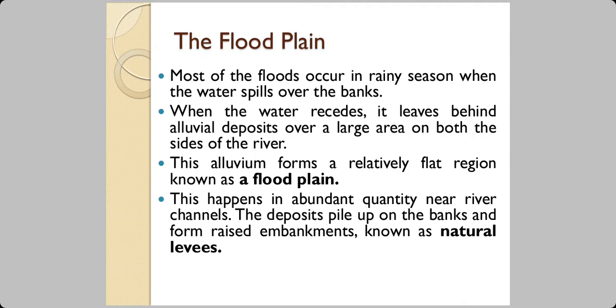Alluvium, I think you already know, is the mud and broken rock pieces which are carried by flowing water. When it gets deposited, that deposit is called alluvium. Now, the formation of the floodplain happens in abundant quantity near river channels. The deposits pile up on the banks and form raised embankments. These raised embankments, these are the banks of the river. These are also known as natural levees.